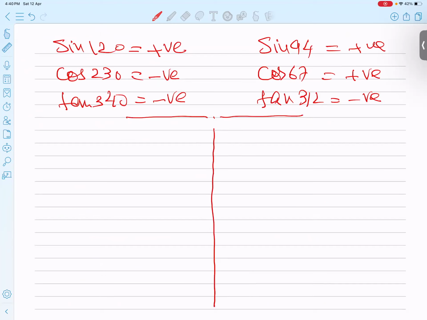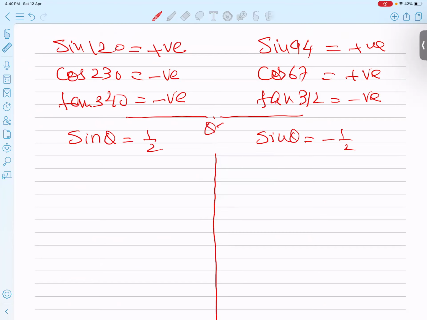Sine theta is equal to half. Sine theta is equal to negative half. So we have two questions. An examiner may ask you one question. What question may he ask you? Find theta between 0 and 360. So get ready, all of you. I'm going to start both questions in parallel.